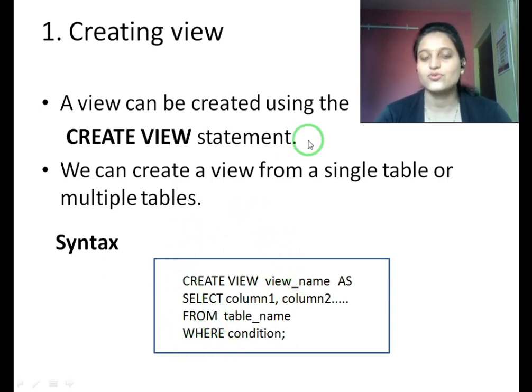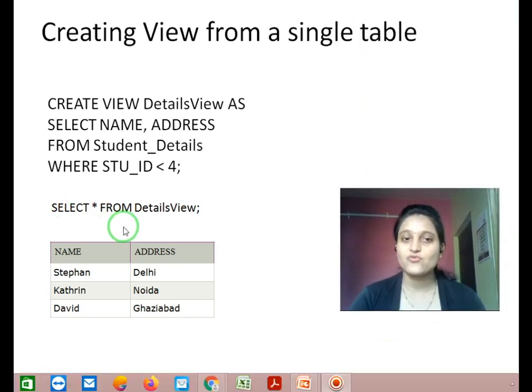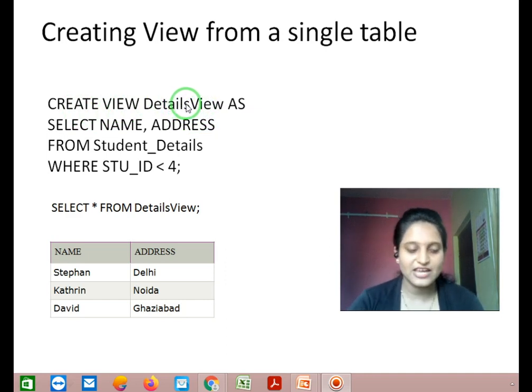Okay, so a view has its own columns and rows. Done. So this is the syntax and how a view gets created. See here, creating a view from a single table. CREATE VIEW is the keyword. detail_view is the view name, that is the virtual table name. You can give any name. AS is also a keyword.